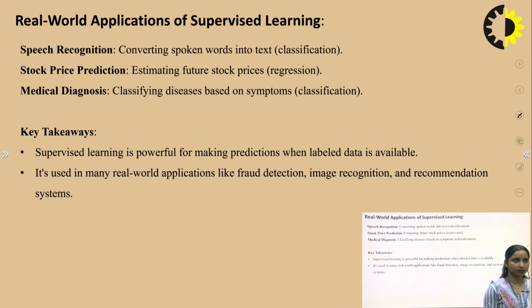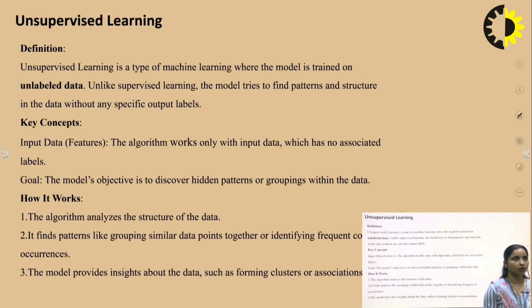So, these are the real world applications, and now we will move to unsupervised learning. So, what is unsupervised learning? Unsupervised learning is the type of machine learning where the model is trained on unlabeled data. In supervised learning, the models were trained on labeled data, but here the models are trained on unlabeled data. Unlike supervised learning, the model tries to find the patterns and structure in the data without any specific output label.